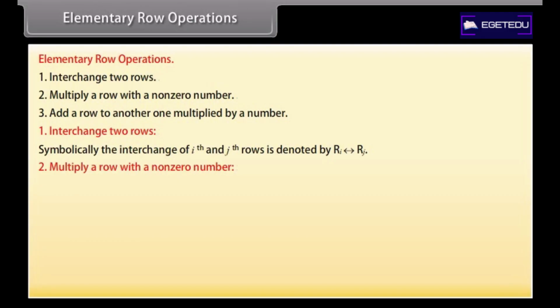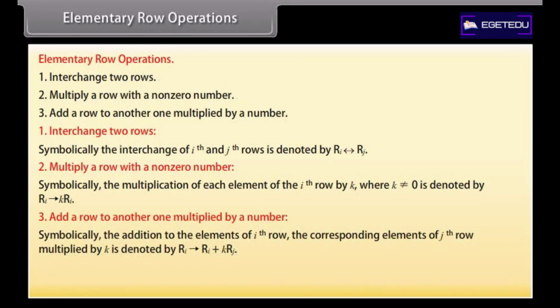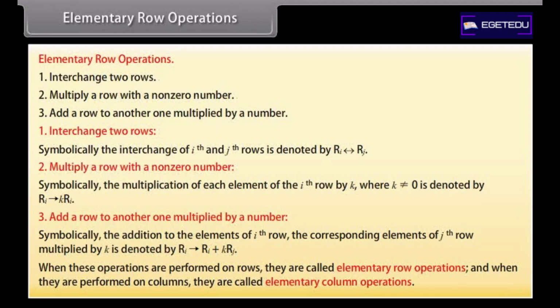Multiply a row with a non-zero number. Symbolically, the multiplication of each element of the ith row by k, where k is not equal to 0, is denoted as given below. Add a row to another one multiplied by a number. Symbolically, the addition to the elements of the ith row of the corresponding elements of the jth row multiplied by k is denoted as given below. When these operations are performed on rows, they are called elementary row operations, and when they are performed on columns, they are called elementary column operations.